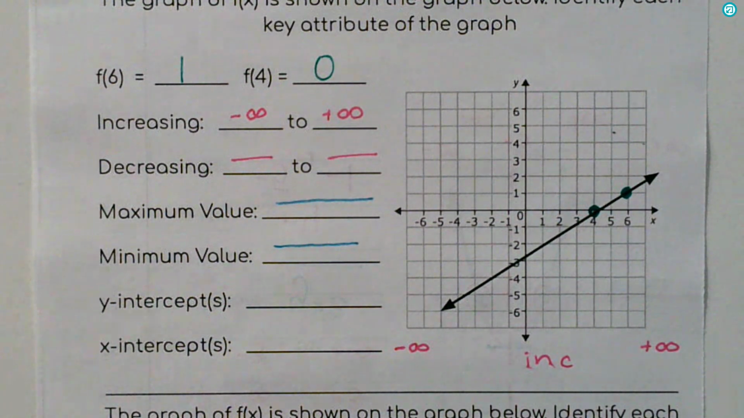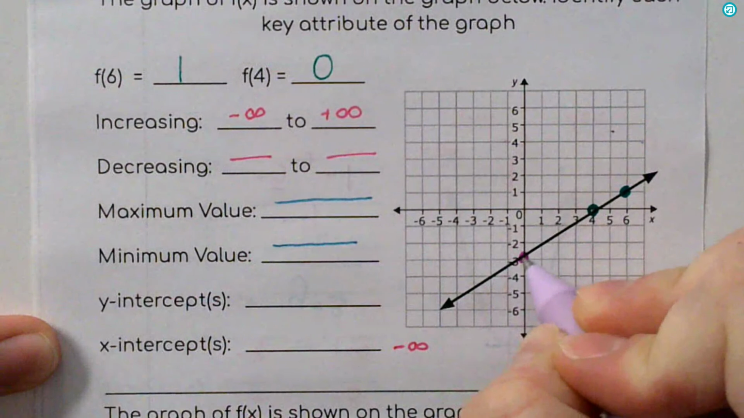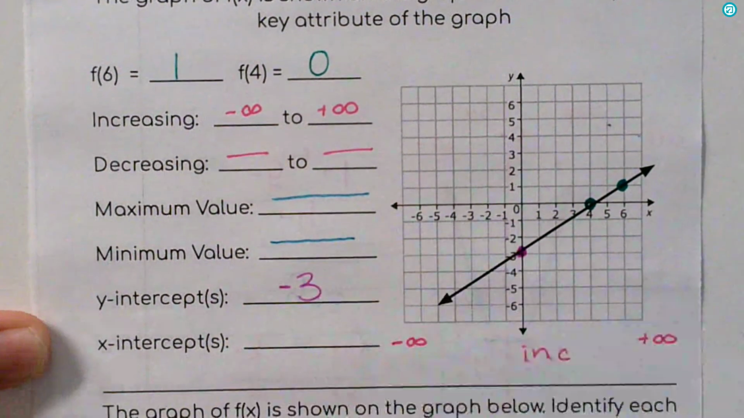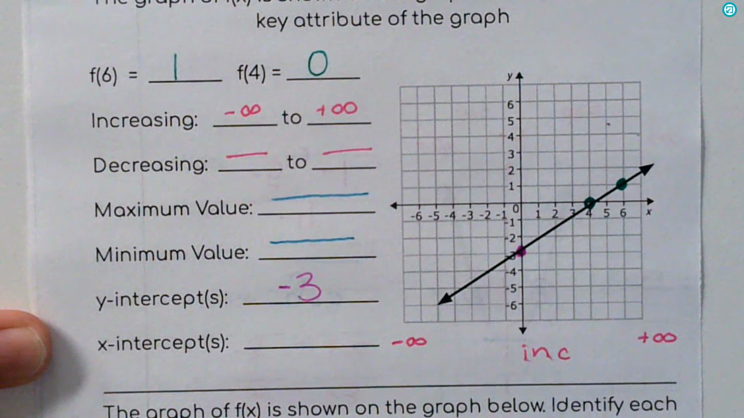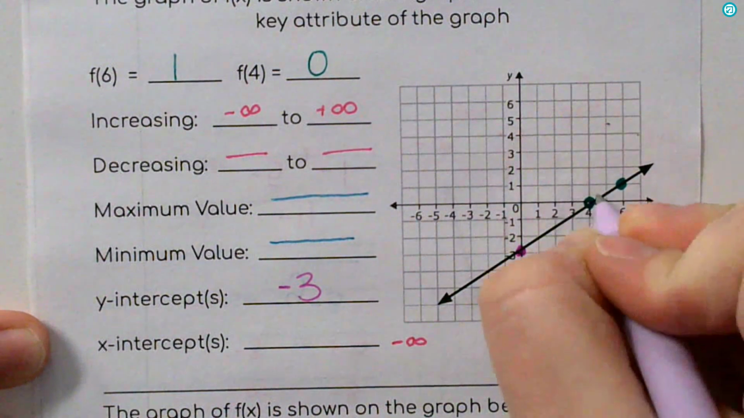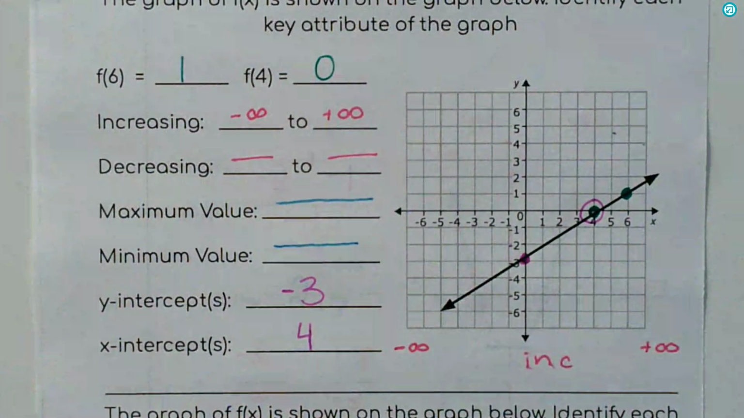Y-intercepts, where do I cross the y-axis? -3-ish. It's off like by a hair, sorry. I can only make these graphs so perfect. And then I cross the x-axis just one time on this one at 4. Okay, any questions?